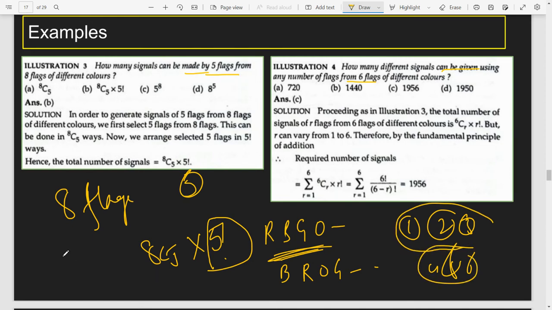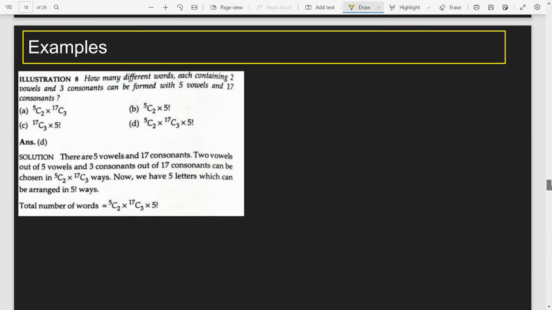So obviously it is 6CR into R factorial. Why this? Because let's say we are talking about the first five flags. Obviously, 8C5 into 5 factorial out of 8 flags. So we need to do 6CR into R factorial, meaning choosing R flags at a time, then arranging them using R factorial, and then summing them using the summation. So sum from R equals 1 to 6, and you can get the result. Obviously, you can solve those parts using the result that you have.